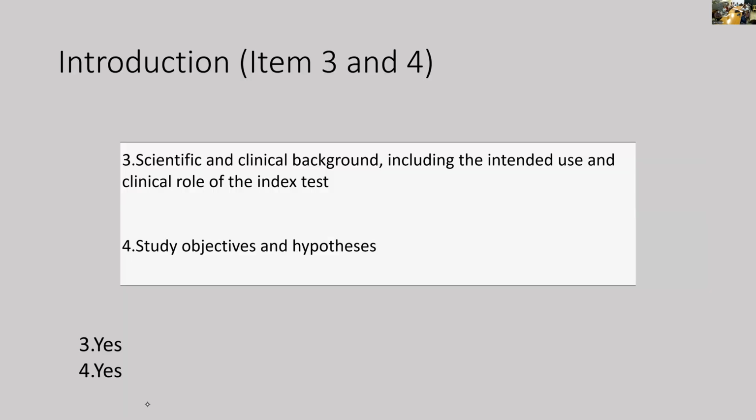Now, items number 3 and 4 cover the introduction. It looks at the scientific and the clinical background. It includes the intended use and the clinical role of the index test, and also the study objectives and hypothesis.